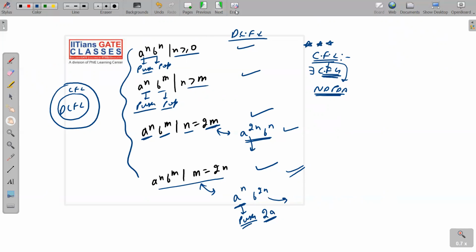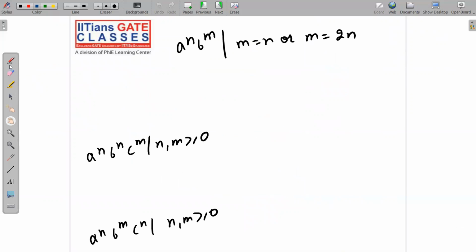Okay, so let's jump to the next slide. Again, a few questions. A^n B^m where m is equal to n or m is equal to 2n. This is a very, very important question. The same language can be written like this also.